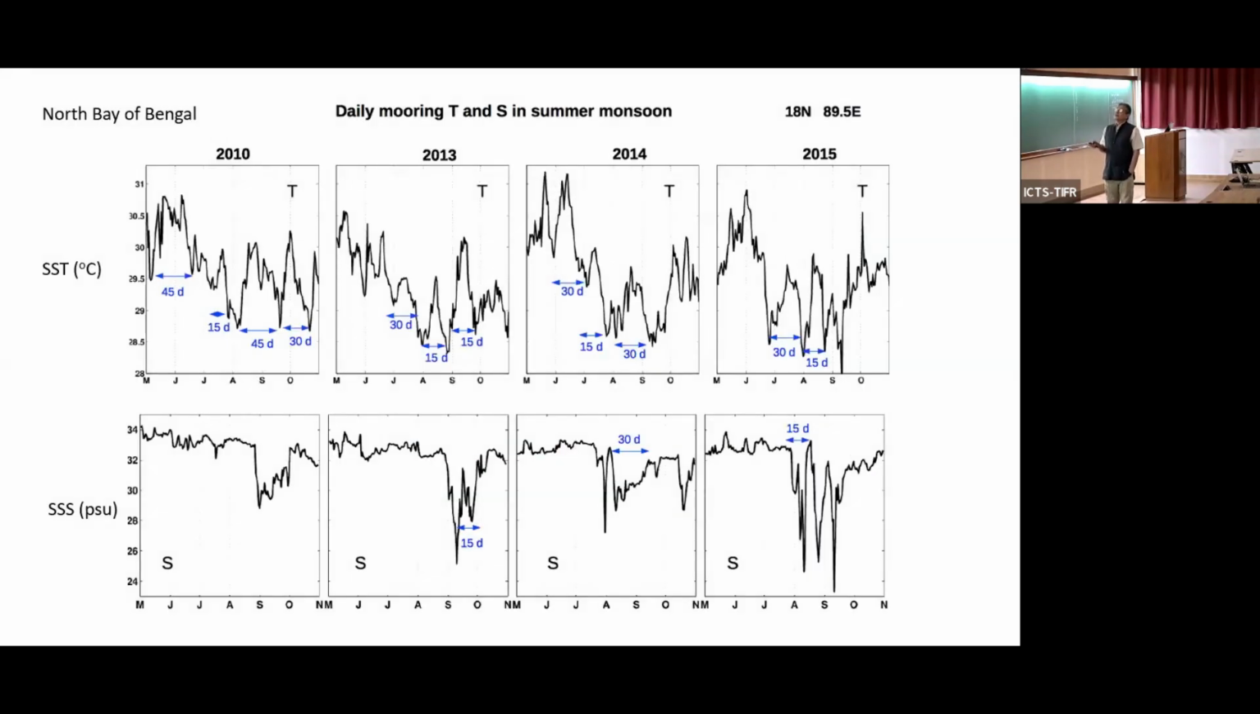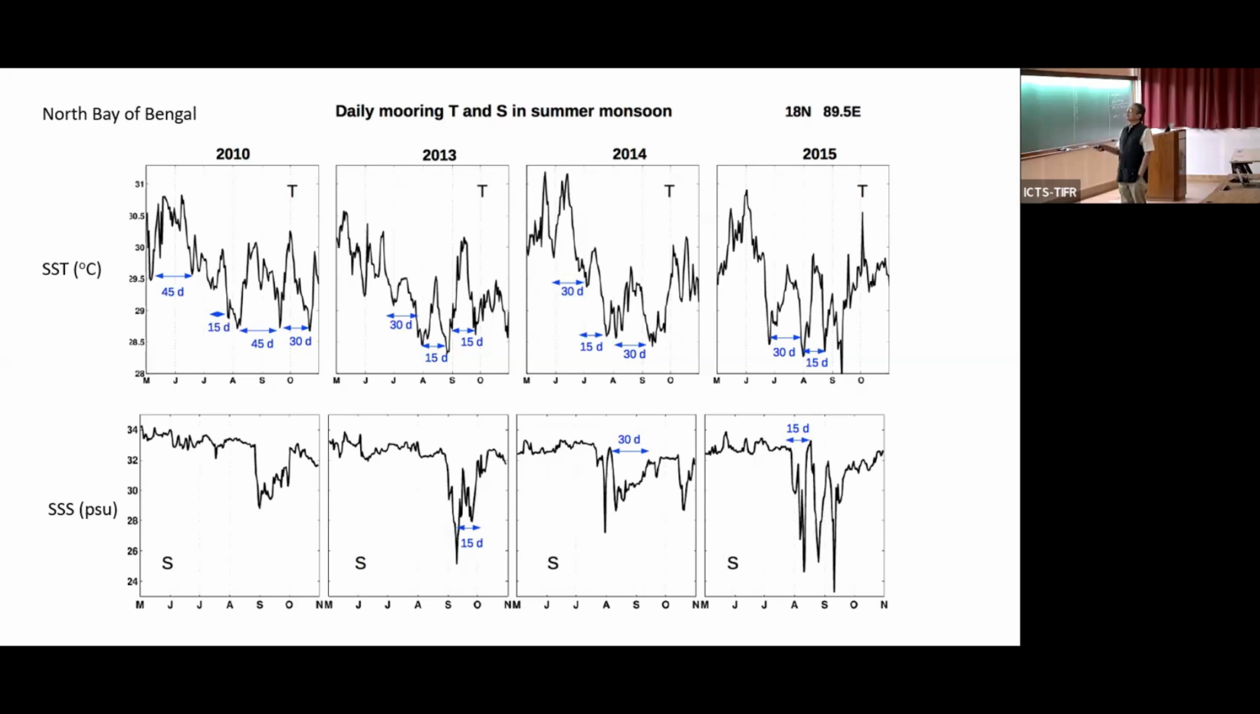Mooring data for 4 years, all summer, May through October, I've shown here. That's SST on top, and that's salinity below. Very often you see 15-day fluctuations in sea surface temperature, 30-day fluctuations. Sometimes there are these intraseasonal oscillations which are longer, maybe 45 days. In salinity, also you see these 30 and 45-day fluctuations, but 15 days is common, especially in 2015, which I'll be spending a little time on.